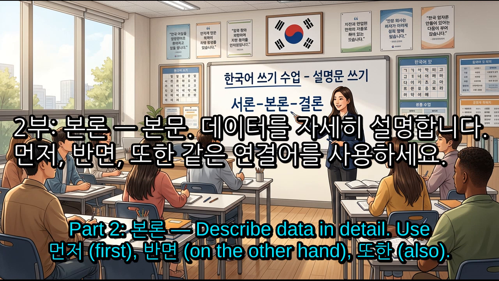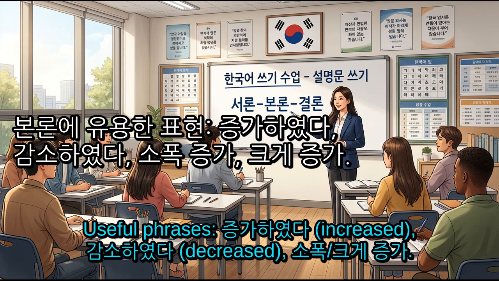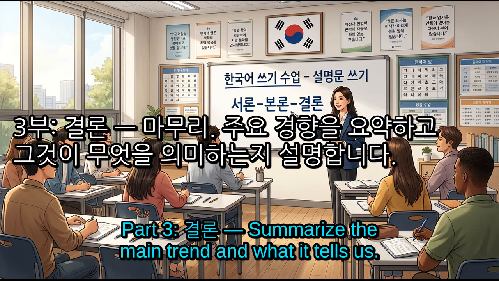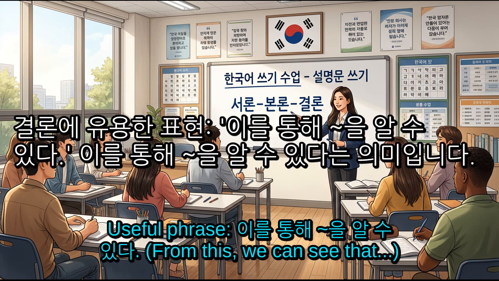Part 2. Body. You describe the data in detail. Use transition words like, first, on the other hand, also. Useful phrases for increased, decreased, slight increase, large increase. Part 3. Conclusion. You summarize the main trend and state what it tells us. A useful phrase for is. That means, from this, we can see that.